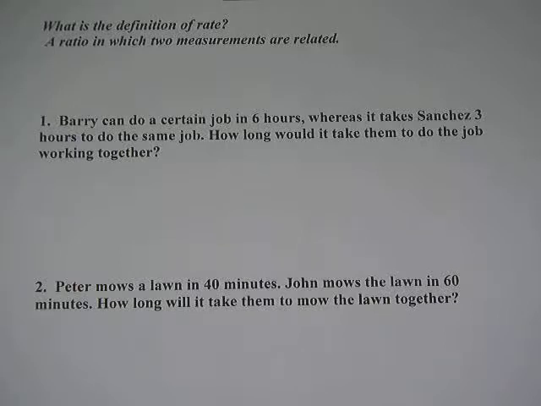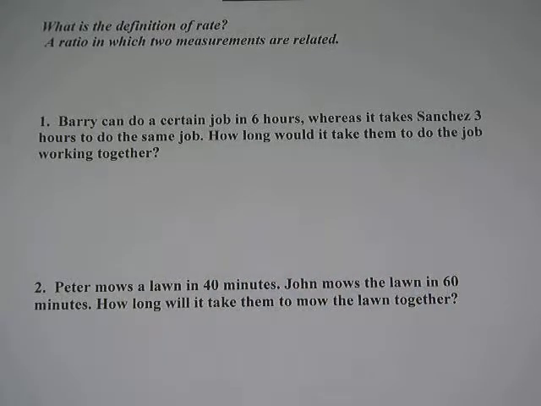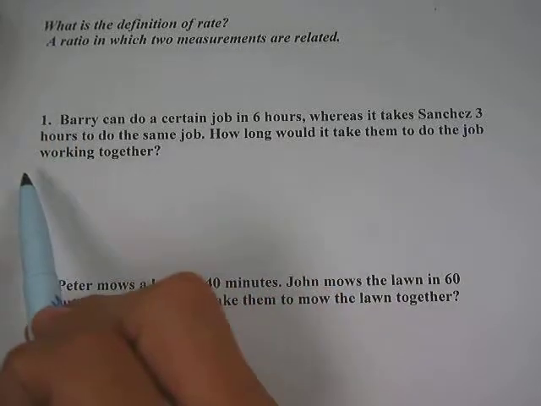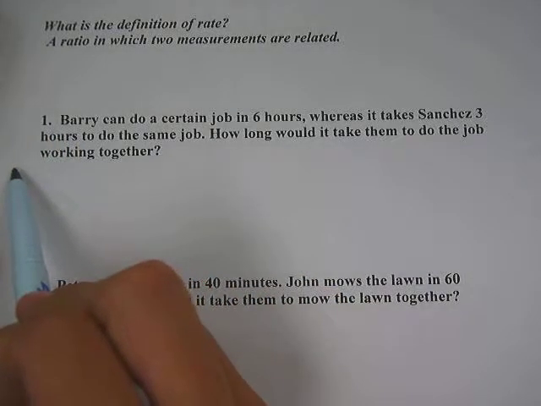Now, some people might say, well, that would be 9 hours, 6 plus 3. But hopefully that doesn't make sense to you, because if you have two people doing the same job, it should take less than what it takes each one of these people individually. So what we're going to do is talk about these people not in terms of how long it takes them to do the job, but rather what their rate of work is.